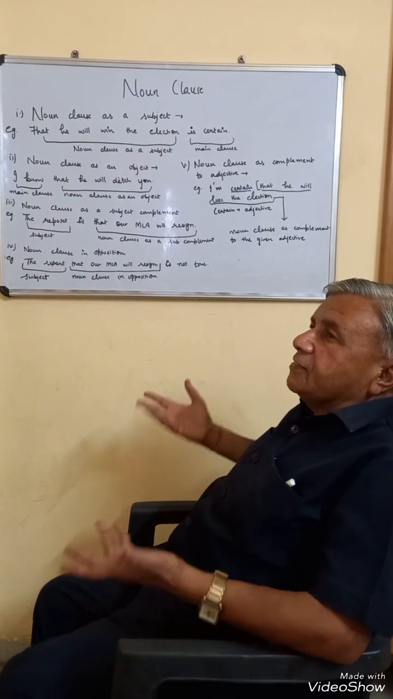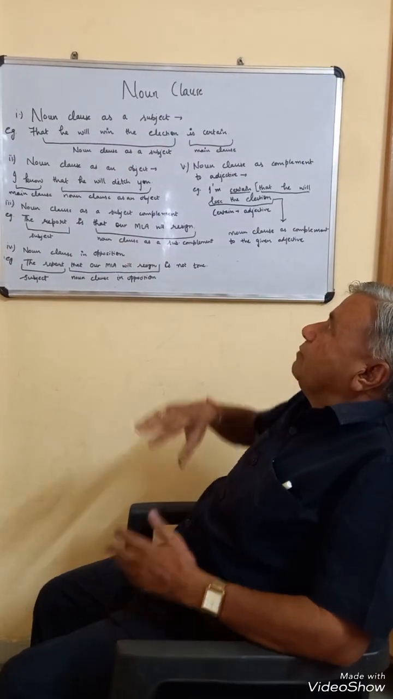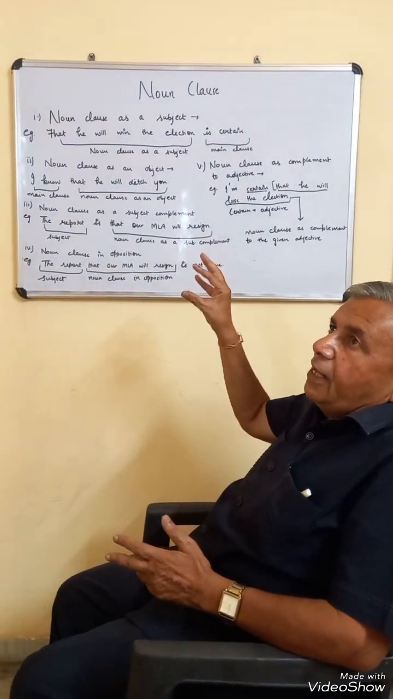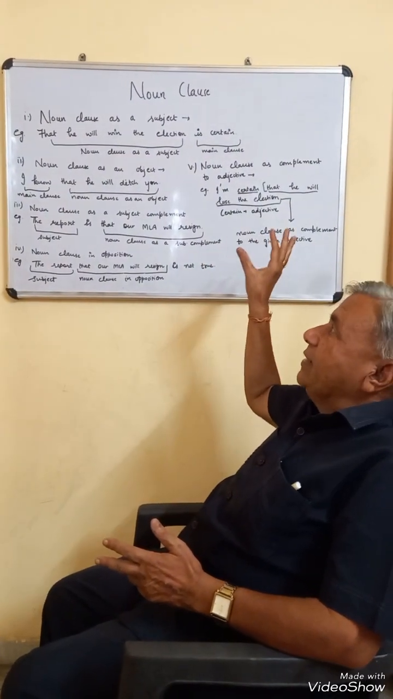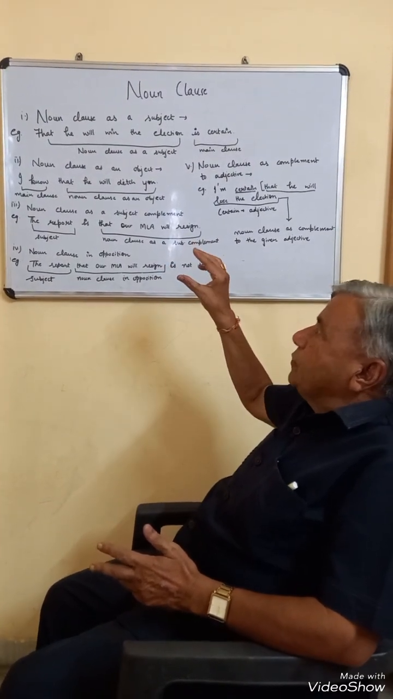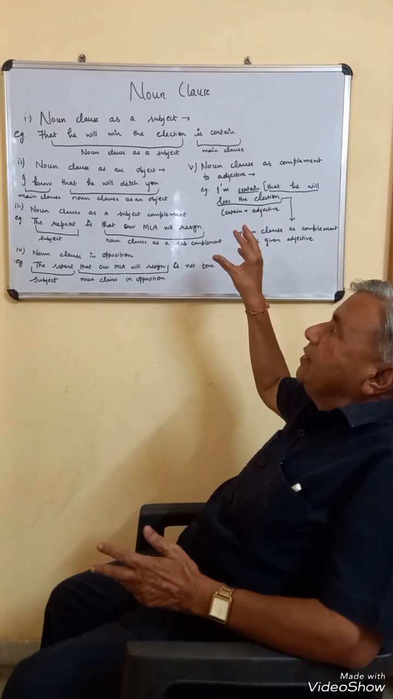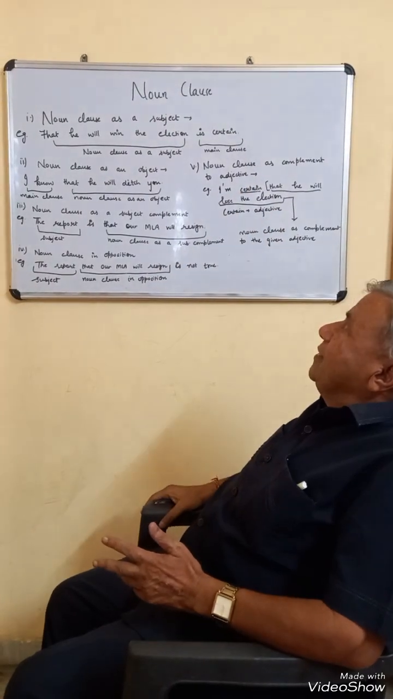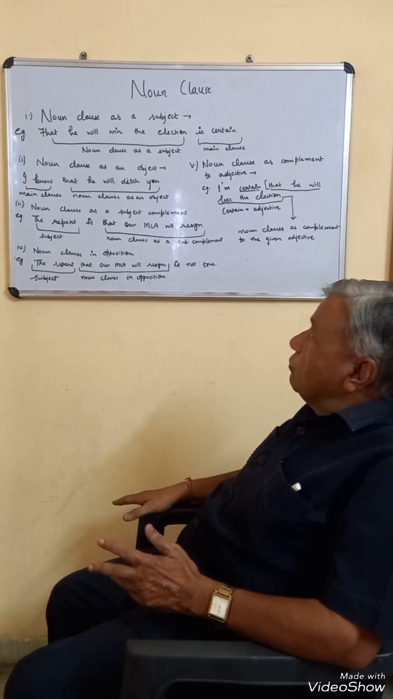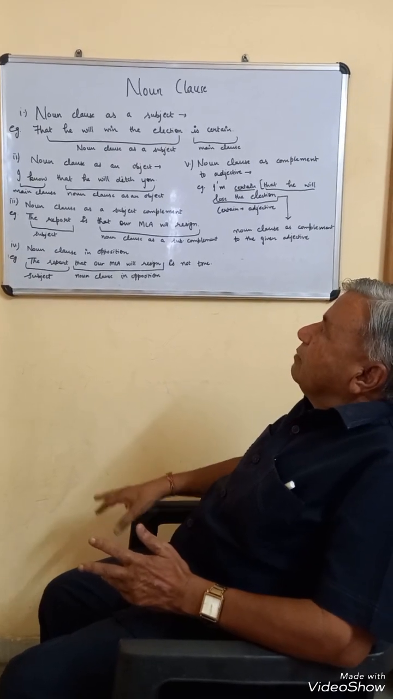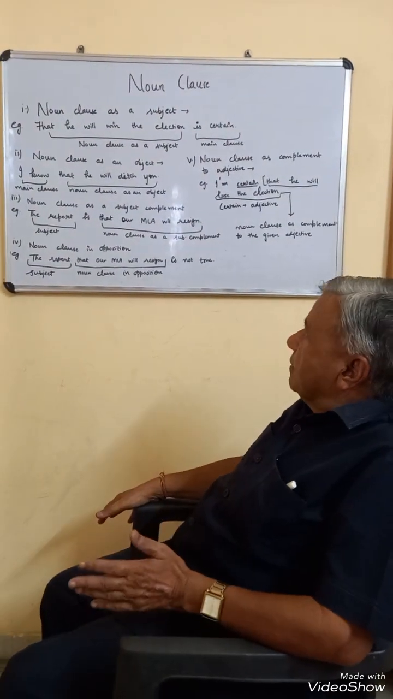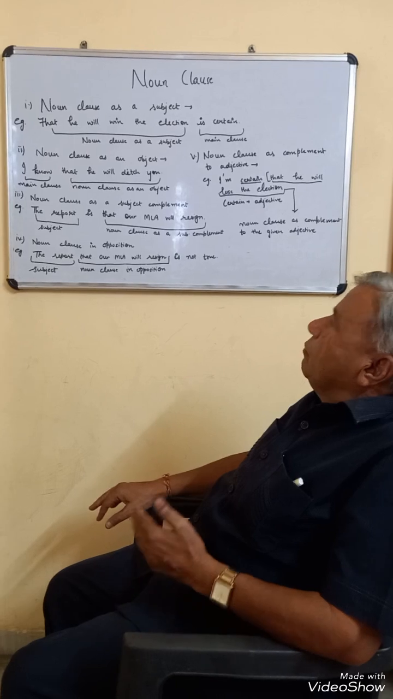If we ask what is certain, then the answer will be that he will win the election. That he will win the election is the answer to the question what. Any clause which gives the answer to what is called a noun clause. In this sentence, that he will win the election is a noun clause which is the subject of the main clause is certain. So a noun clause can function as a subject, it can function as an object.